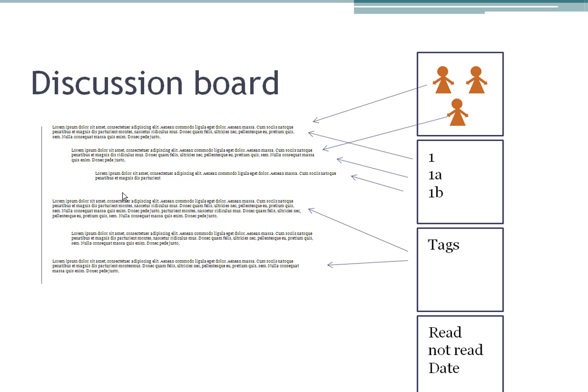So here's a typical layout of a discussion board, and what I'm trying to highlight is that the user is connected with single submissions, single postings onto this board, and they're organized in a hierarchical way, and they can also be tagged in a different way, and usually you get an understanding of what's read or not been read by you and the date that it's been posted.